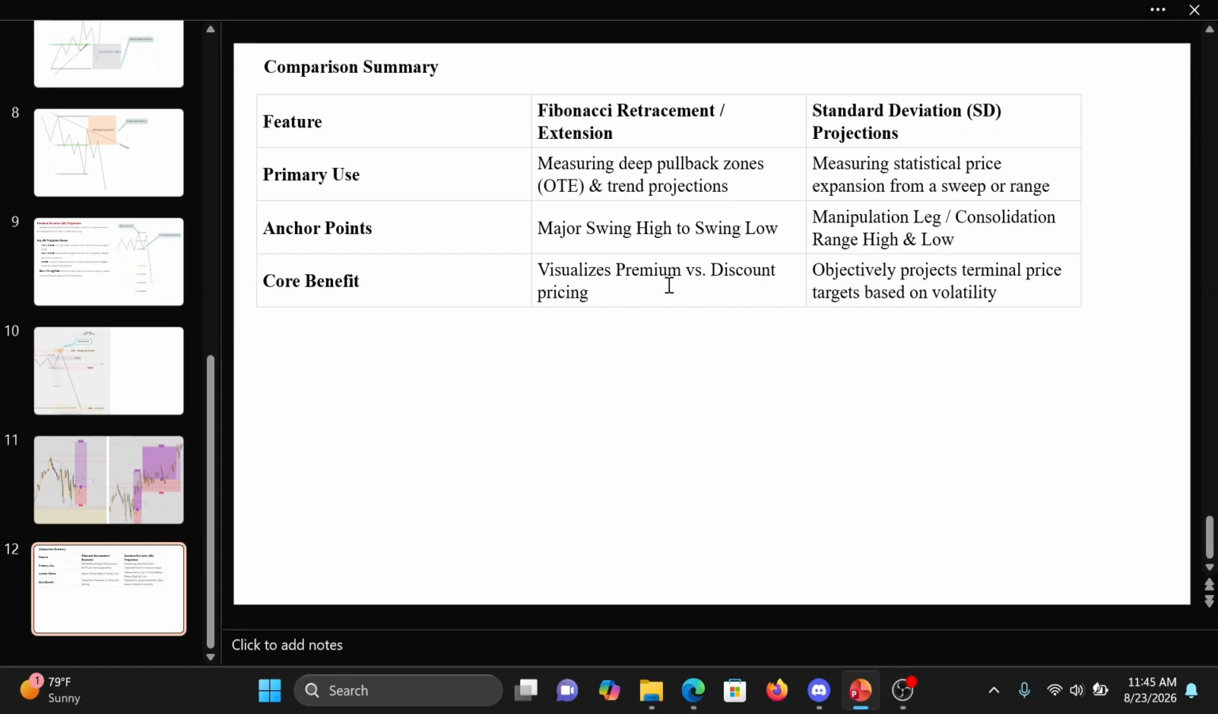Core benefit: visualization of premium and discount pricing. Objective: projects terminal price targets based on volatility and take profits. So now let's go on the charts and try to sum up all the things we have been looking at in this lesson on the charts together.